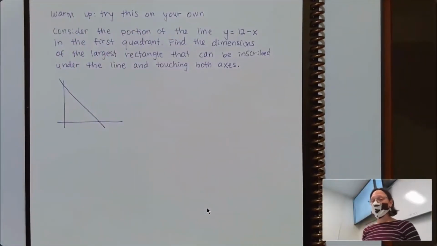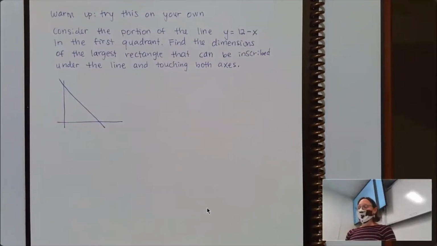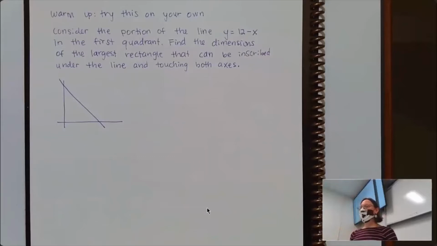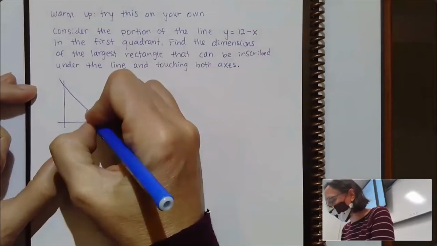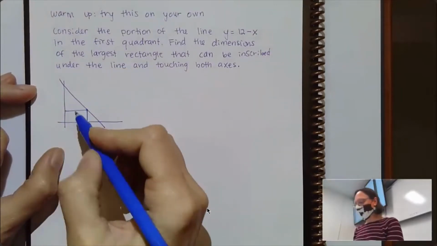We're thinking about all of the rectangles that I can fit in there that are touching both axes. And specifically that phrase inscribed is going to tell me that one corner of the rectangle has to touch that line. So it doesn't matter exactly how we draw it in. I'm just going to pick an arbitrary point and draw it in. So that's the rectangle we're talking about.